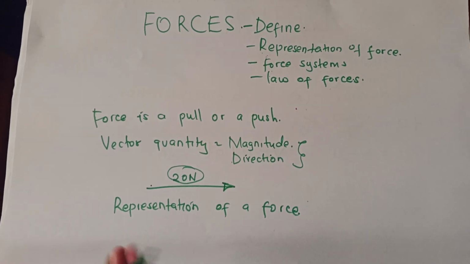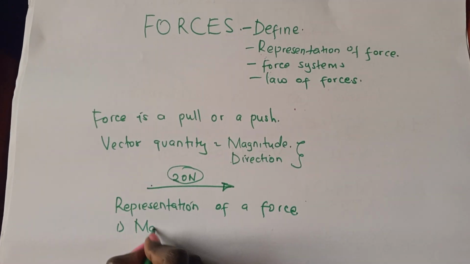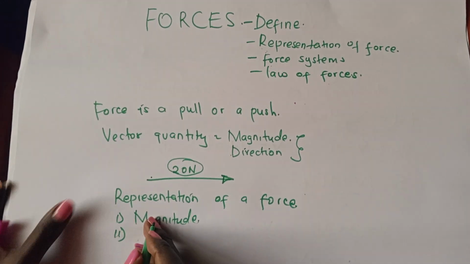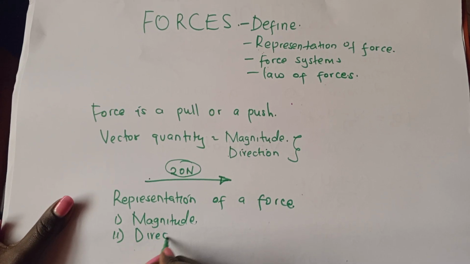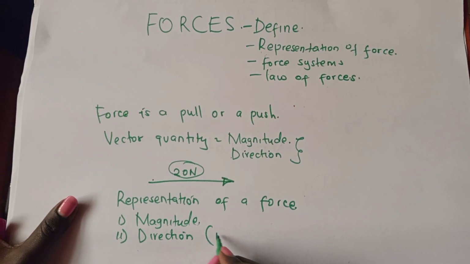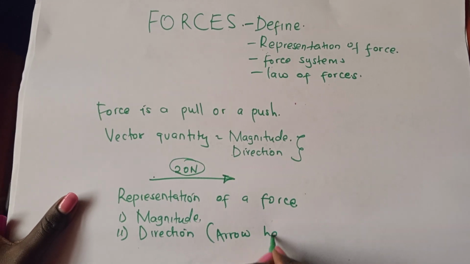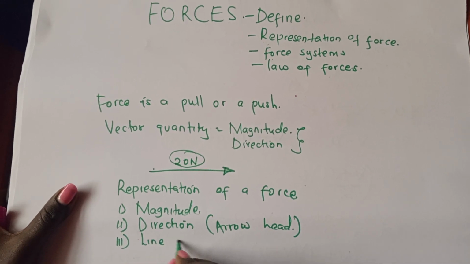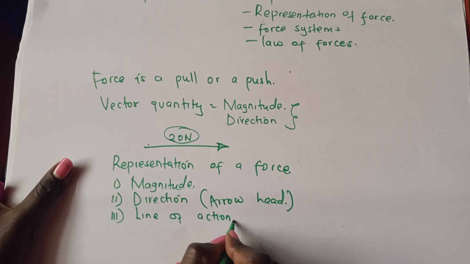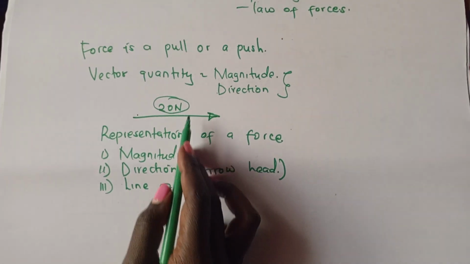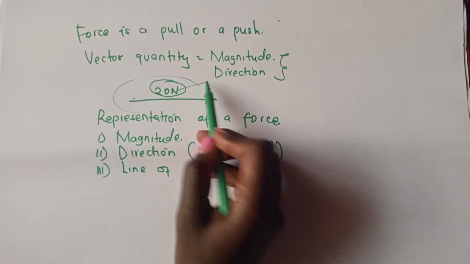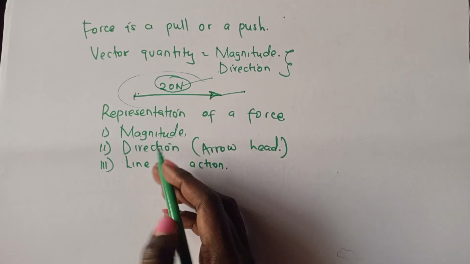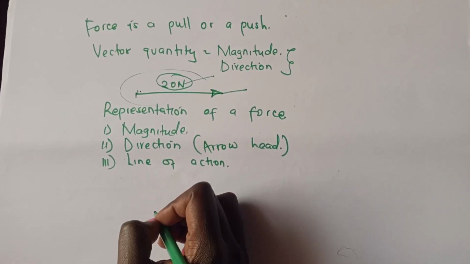So when you want to represent a force, a force is represented by three things. Number one is the magnitude. Number two is the direction, that's why it has an arrowhead. And number three is a line of action. So in our previous example, this is the magnitude, the arrowhead gives us the direction, and the line of action. So that is simply the representation of a force.